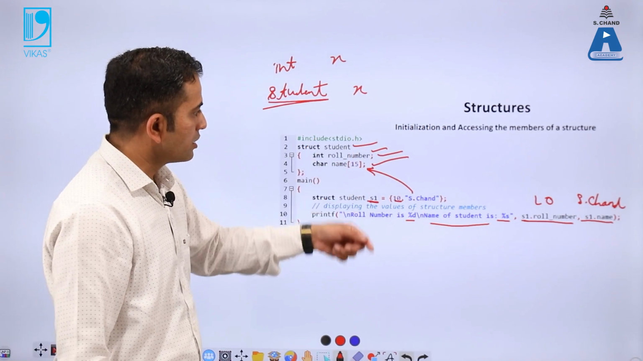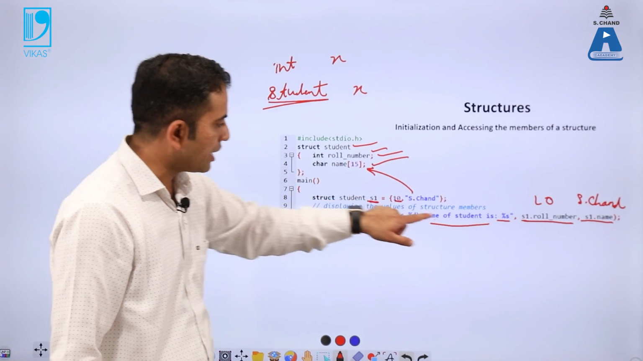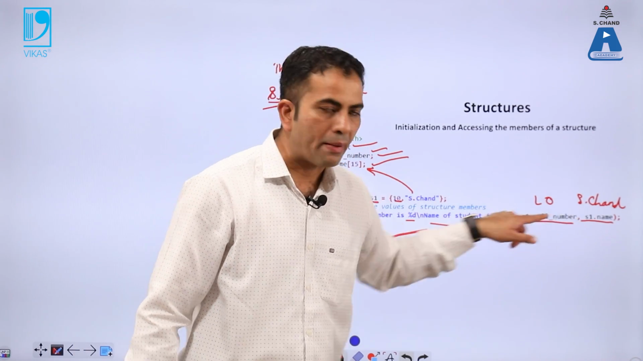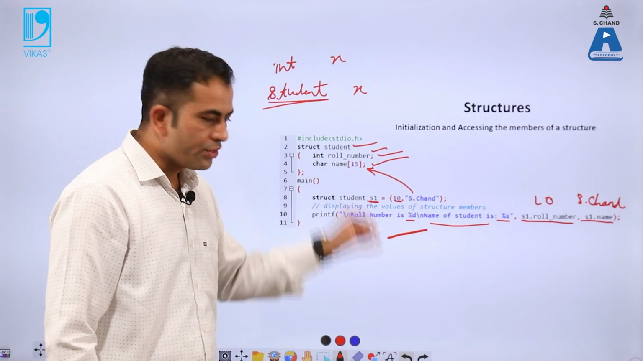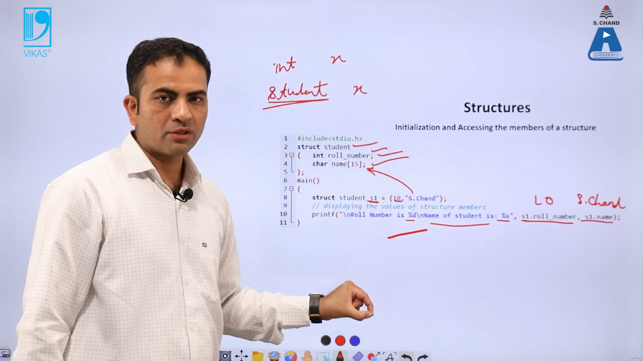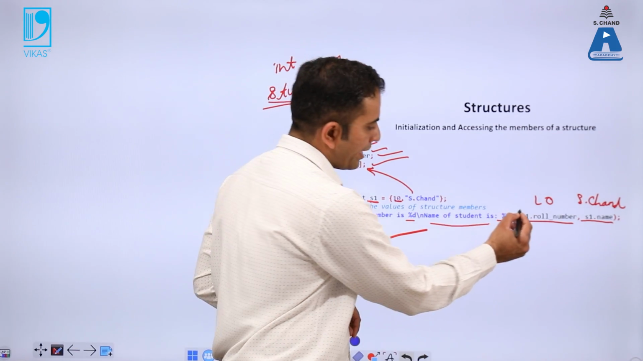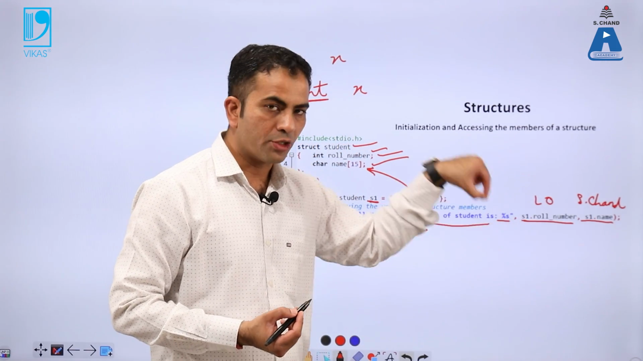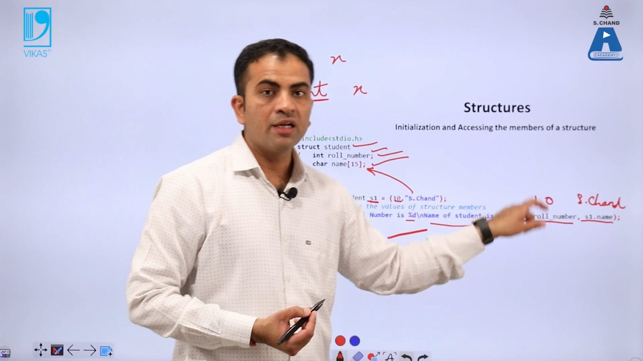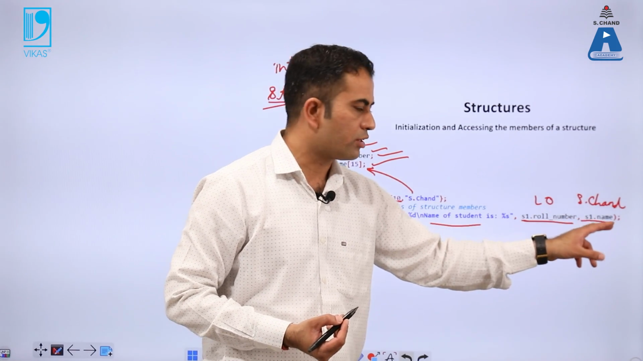Got it? So this is called the initialization of the structure, and this is called accessing the members of the structure. Point to be noted, when you need to access the members of the structure, the accessing takes place with the help of the dot operator. S1 is the name of a variable; first the variable name will be there, then the dot operator, and after that the member name will be there. S1 dot roll number and S1 dot name.